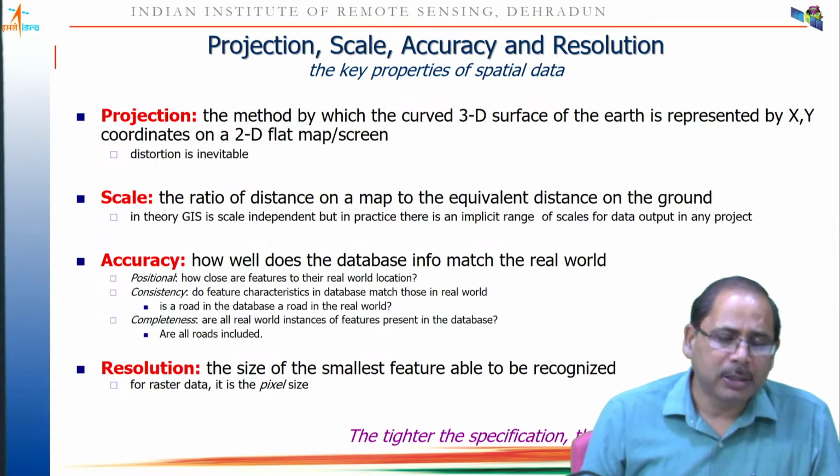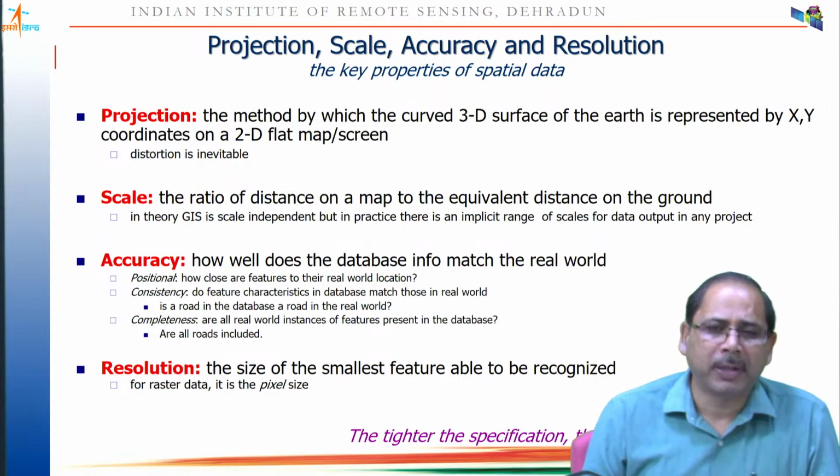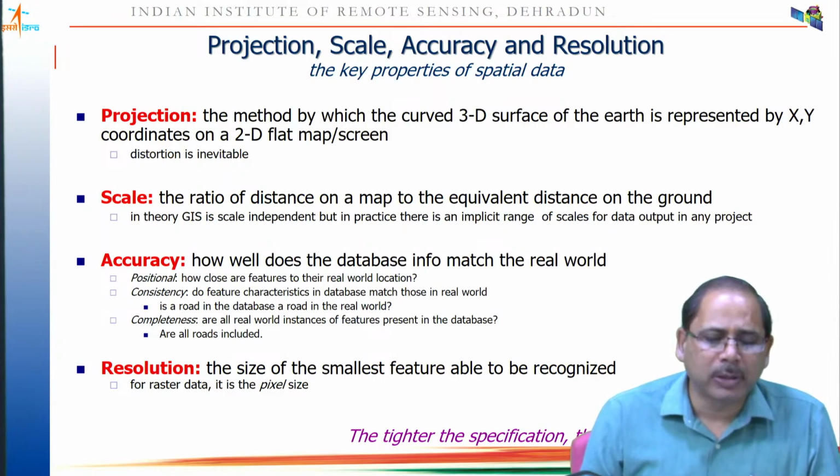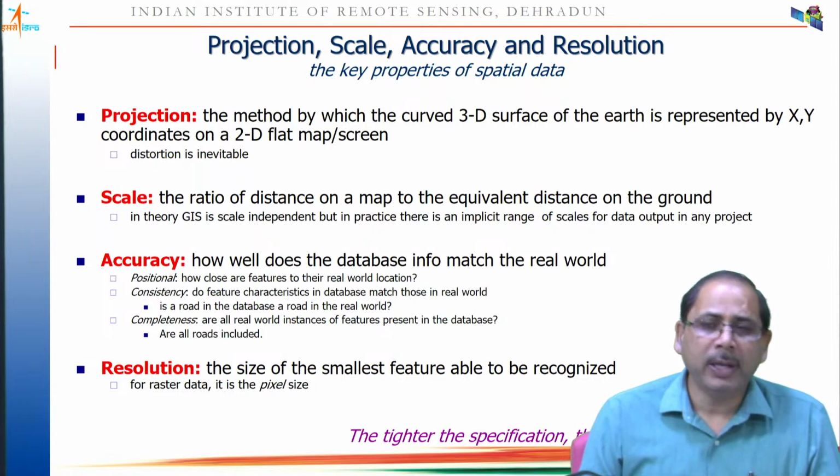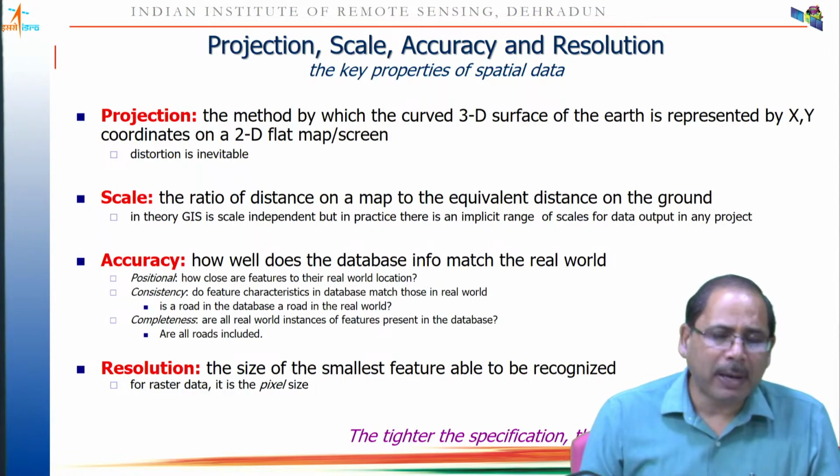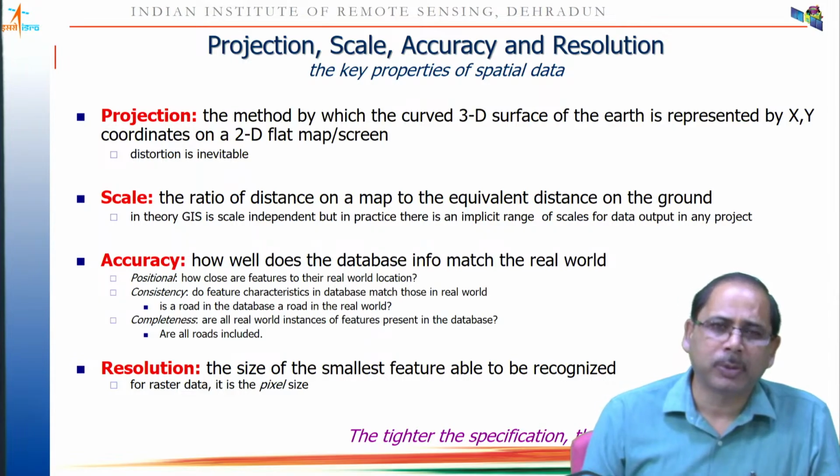For example, suppose you say that you have the road network of Dehradun. That means you have to ensure that all roads in Dehradun are included there, otherwise it will be incomplete. So these three parameters are very important to assess the accuracy of geospatial data.